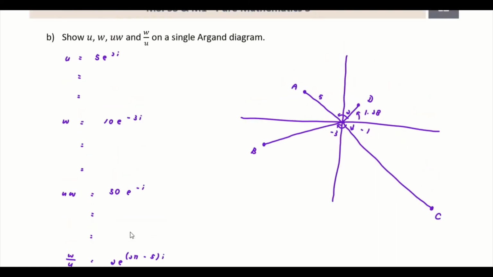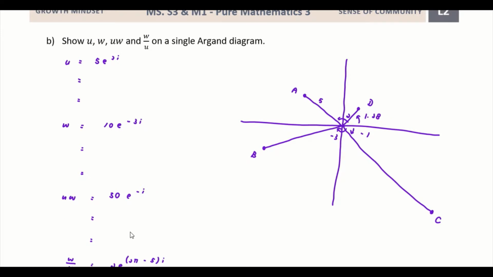Okay, so how can we prove that this is actually correct? Because if we sketch it like this, it will be a little bit difficult because we don't know how the exact angle looks like. So if we want to show it in a more accurate way, we might need to write it in the modulus argument form. Then after that, we try to change it back to Cartesian form.